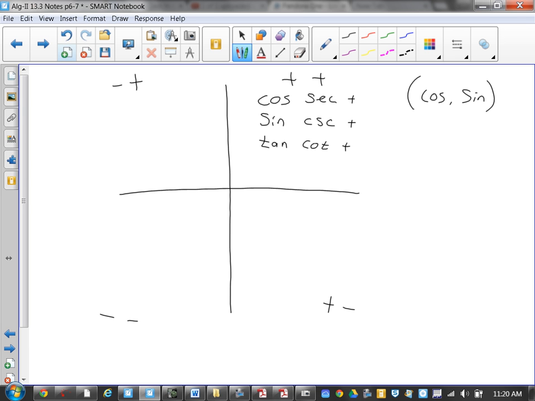When you go to the second quadrant, the x values in the second quadrant are always what? Negative. So what happens with cosine then? It's always negative in the second quadrant. Secant is the inverse of cosine, so it's also going to be negative. Sine values are always what in the second quadrant? They're positive, because it's the y value.